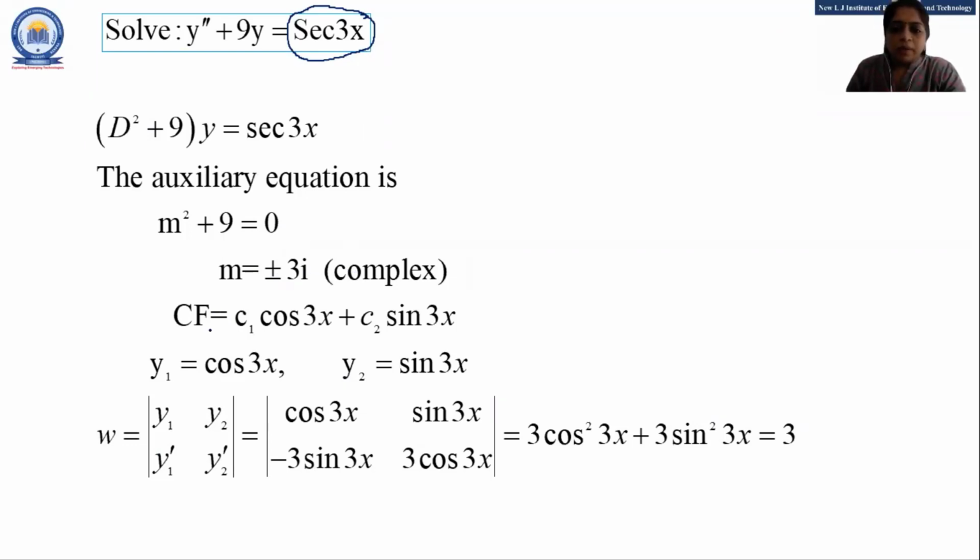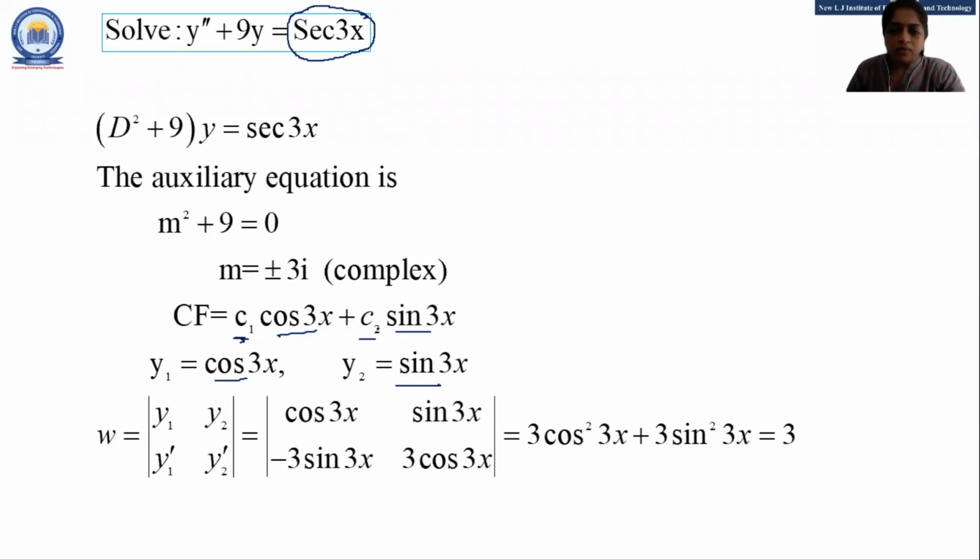So what is our complementary function? In this case, again, our real part is 0. So e raised to 0 is 1. So I put here just c1 cos 3x plus c2 sin 3x. And as per the rule, the multiple of c1 is y1 and the multiple of c2 is y2. So my y1 is cos 3x and y2 is sin 3x. Okay. So my first step is complete.